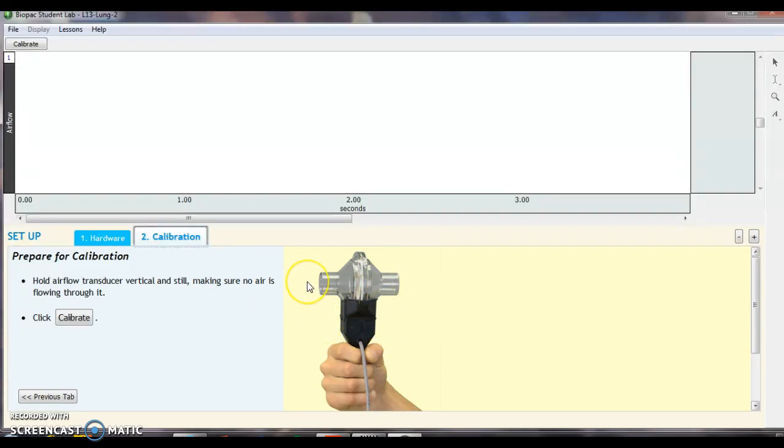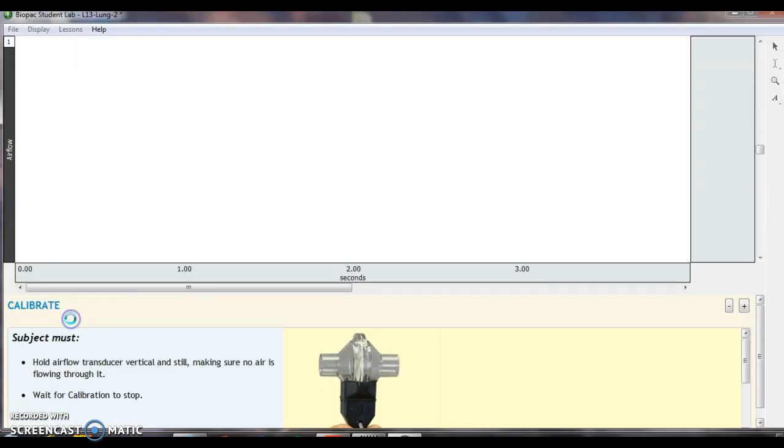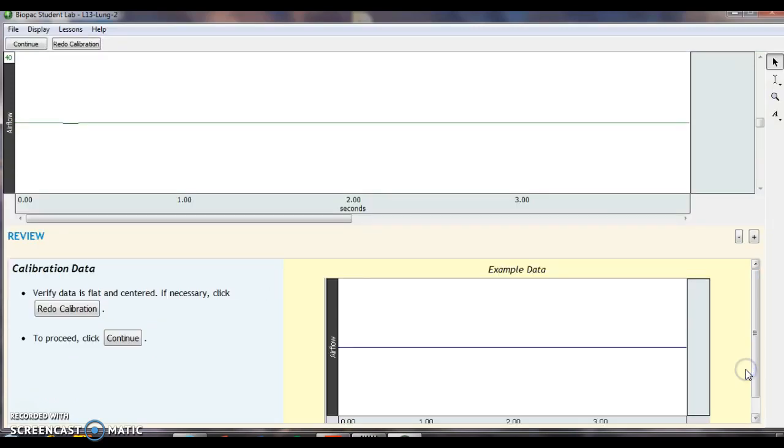We're going to put a filter on. So when you calibrate, actually put the filter on. And then you're going to click Calibrate. And it's going to tell you, hold the airflow transducer, make sure no air is going through it. Wait for the calibration to stop. So we are done with calibration. We are going to click Continue.